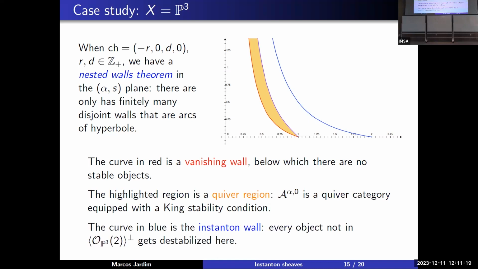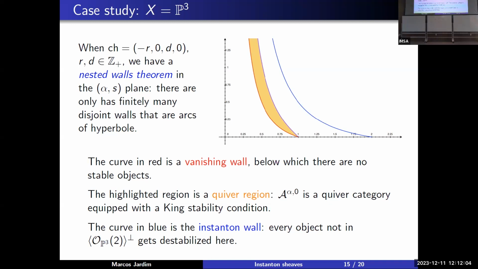Maybe I'll talk about the blue line. The blue line, I call it the Instanton wall, because every object that is not an instanton, in some sense, every object that is not perpendicular to O2 gets destabilized. The idea here is that you may have some stable objects on this infinity region. So you may have some stable objects above the blue line, but what the blue line does is kill everybody that is not an instanton, and only the instantons survive between the red and the blue walls.